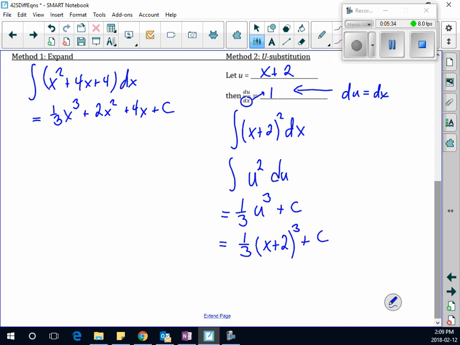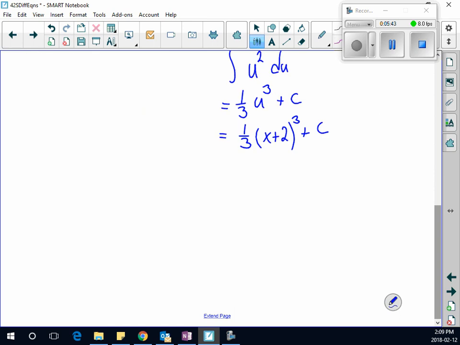So you might say, well, that's not the same as that over there. If I were to actually expand this, we'll do that just for fun because we remember the binomial theorem really well, right?